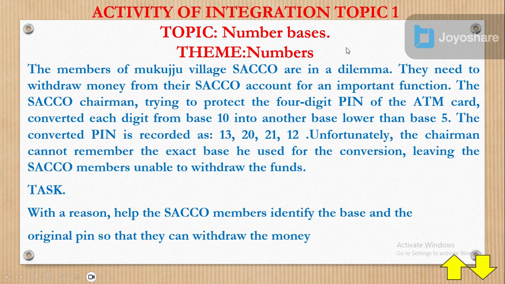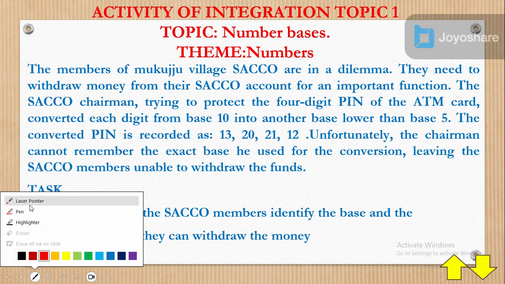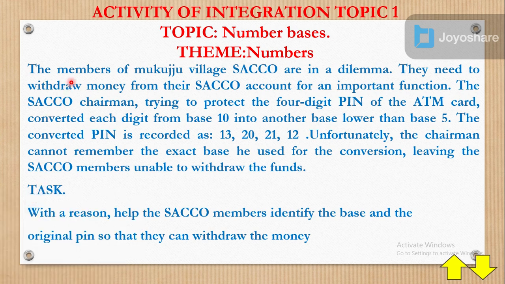It says the members of Mukuju village circle are in a dilemma. They need to withdraw money from their circle account for an opportunity function. The circle chairman, trying to protect the 4-digit PIN of the ATM card, converted each digit from base 10 into another base lower than base 5. In fact, we need to note this down.